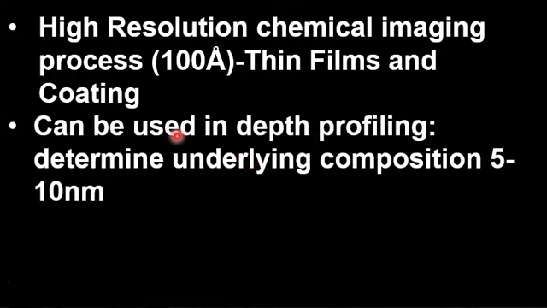Auger electron spectroscopy is used in depth profiling. Depth profiling is a process in which material from the surface is removed and, below that layer, the composition of the material is analyzed by Auger electron spectroscopy. So basically with this technique we can determine the composition of the material below a few layers of the material present.